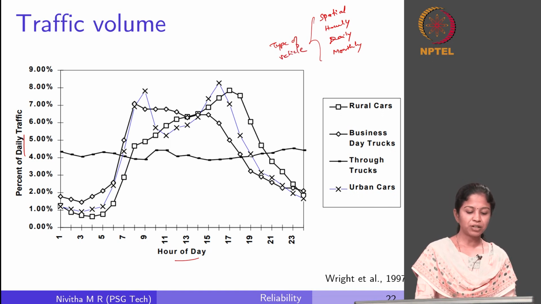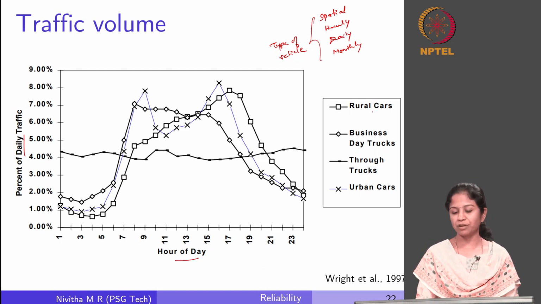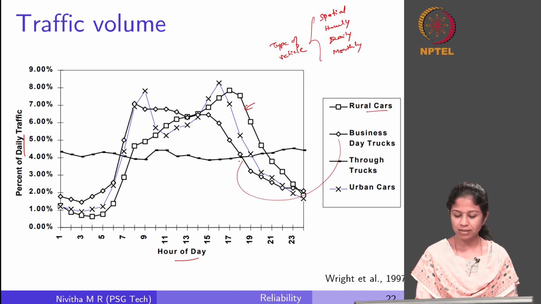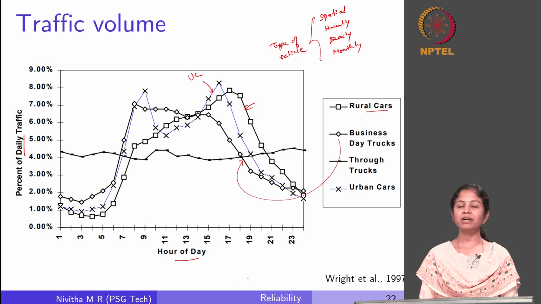So if I am going to measure the percentage of daily traffic, it is going to vary in different manners. If I take rural cars, this is rural cars. If I measure it for business day trucks, it is this symbol here. If I use it for urban cars, this is urban cars. So each of them has a different pattern.